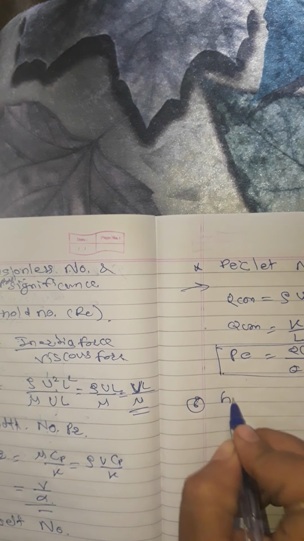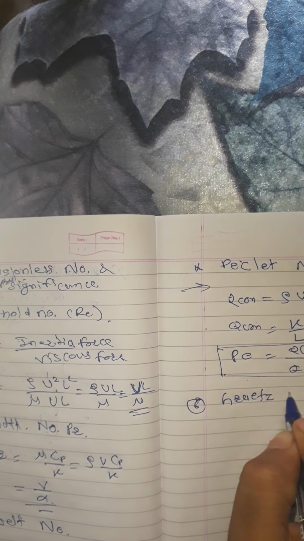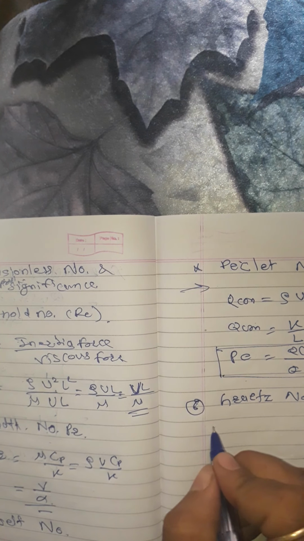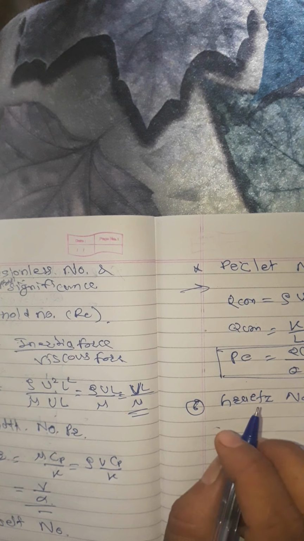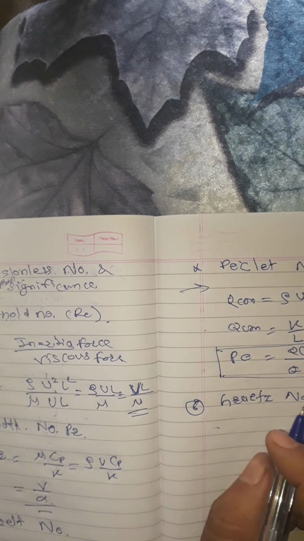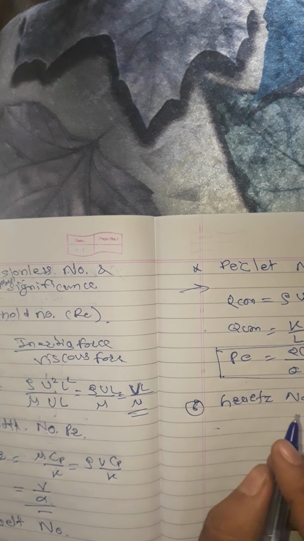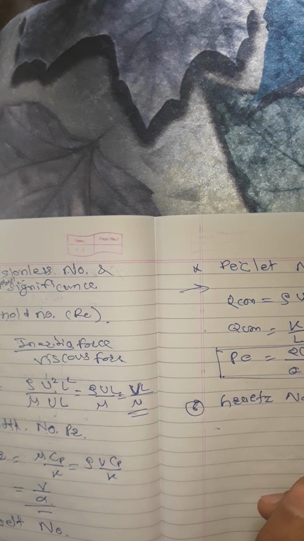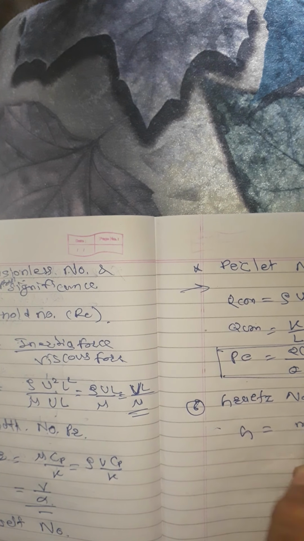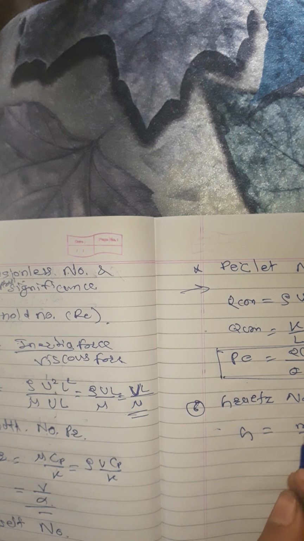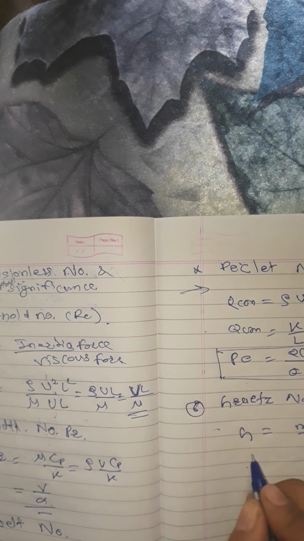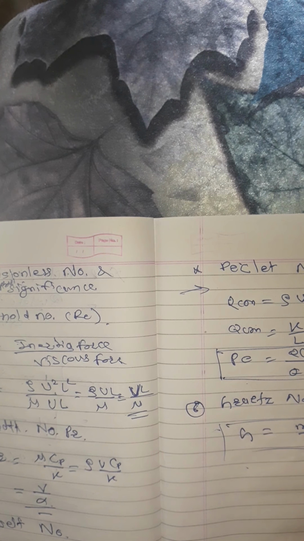Next, sixth number, Graetz number. It is denoted by Gz, and it is related only to the heat flow to a fluid flowing through a circular pipe. It is defined as the ratio of the heat capacity of the fluid flowing through the pipe per unit length of the pipe to the conductivity of the pipe. So Gz is equal to m Cp divided by L k. This is the standard formula for Graetz number.